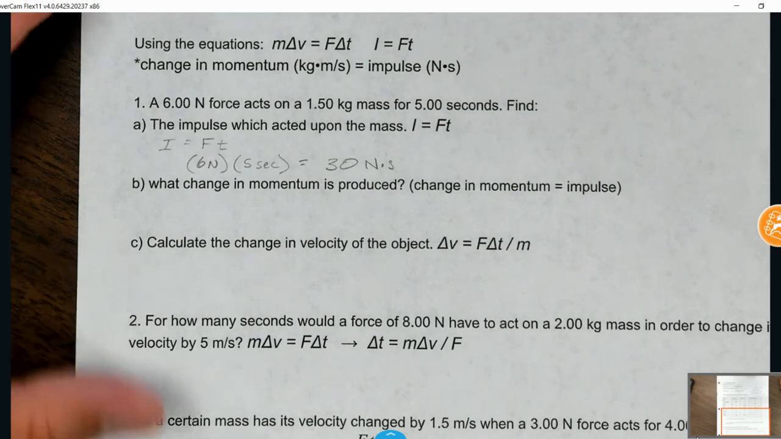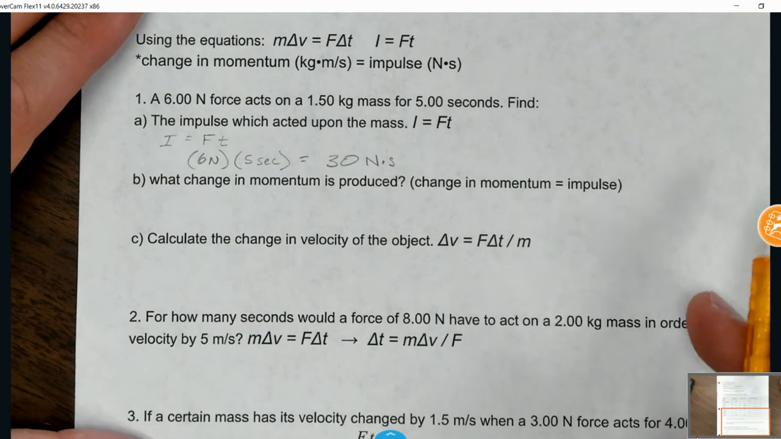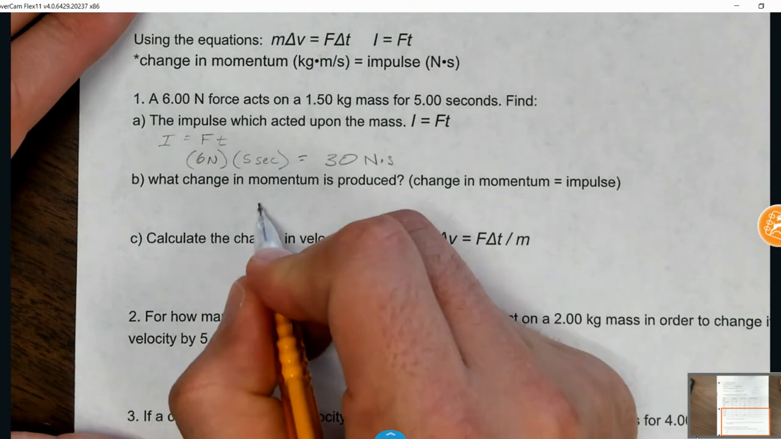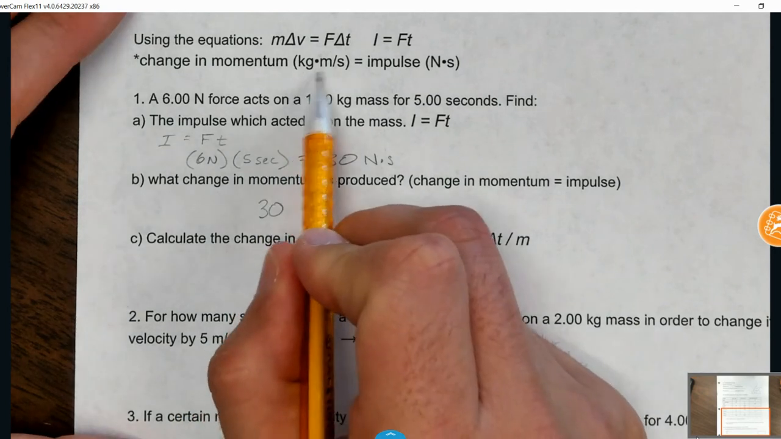What is the change in momentum produced? Well, change in momentum is equal to the impulse. So the change in momentum is just going to be 30, but now you have to give it the right units for momentum.